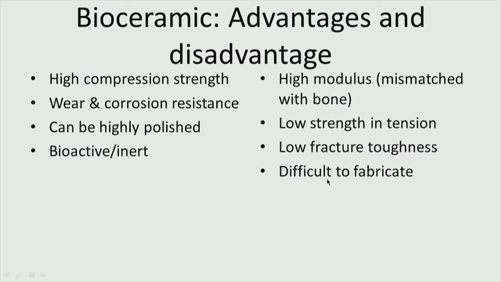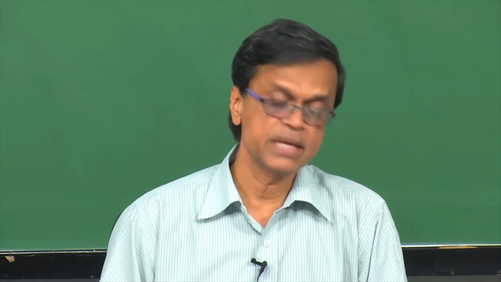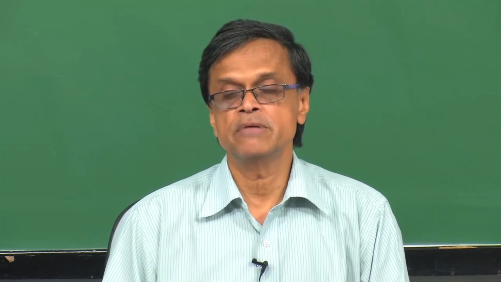Difficult to fabricate. Metals and polymers can be fabricated to any shape, size, dimension, but these are a little bit more difficult to fabricate. So, these are some disadvantages of that.